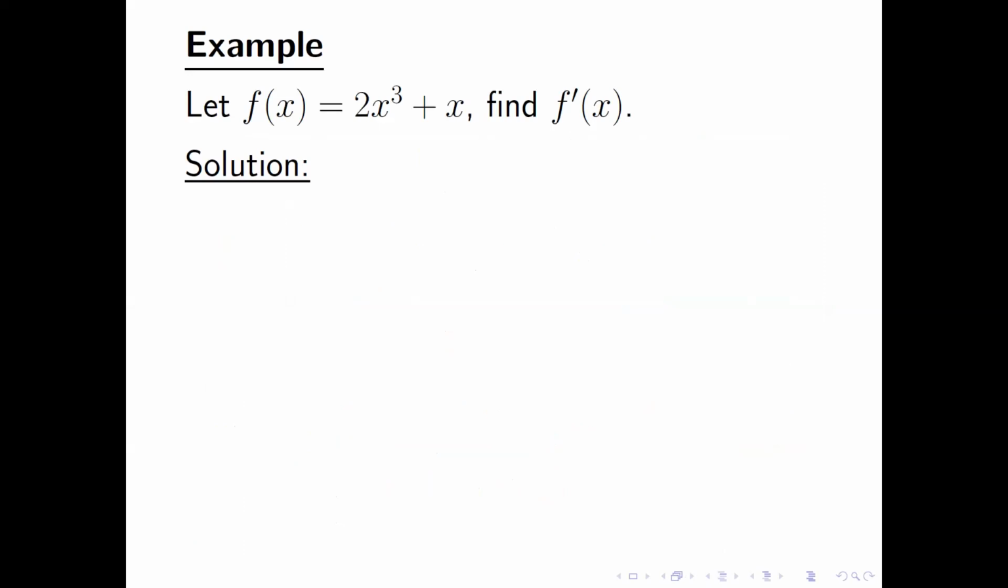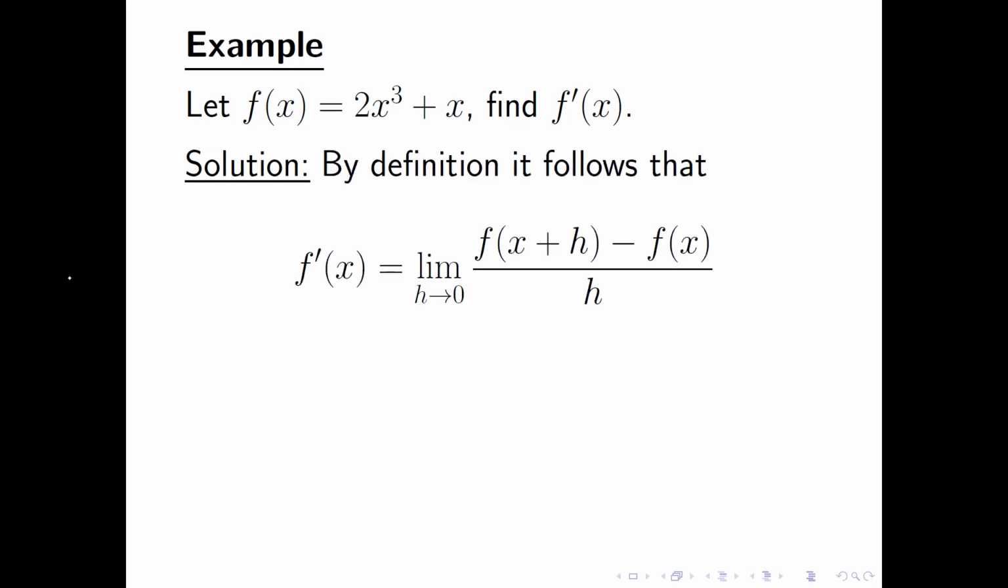Suppose that we want you to find f prime of x, where f of x is given by 2x cubed plus x. So we want you to find the slope of the tangent line of this function. From the definition, we plug in: f prime of x is equal to the limit when h approaches 0 of f of x plus h minus f of x over h. This is just the slope of a tangent line, and we call it the derivative of f.